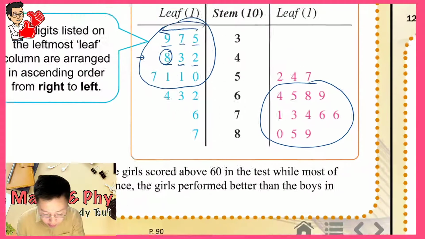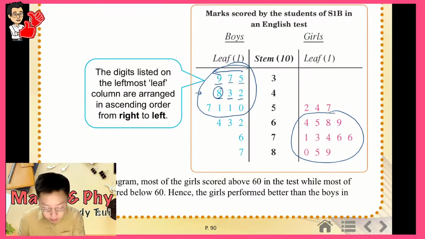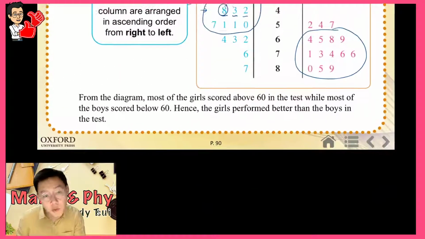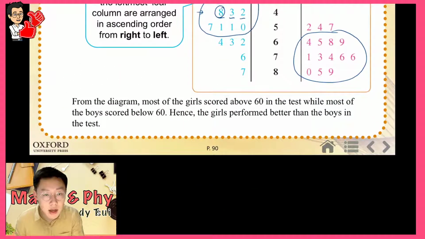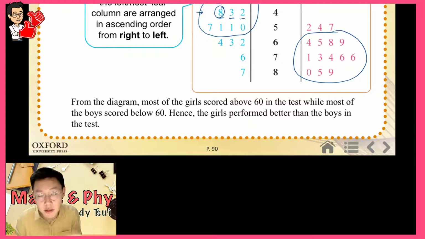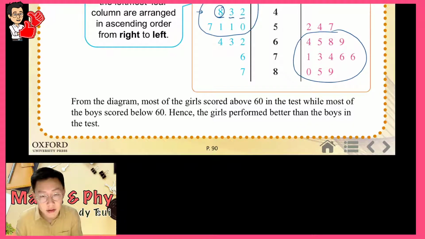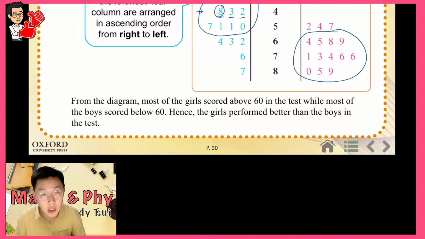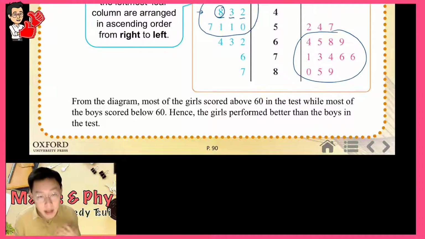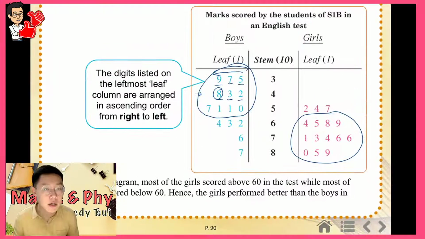So what we can conclude from the diagram is that most of the girls score above 60 in the test, while most of the boys score below 60, and hence we can say that girls perform better than the boys in this English test. Okay, so this is the back-to-back stem-and-leaf diagram.